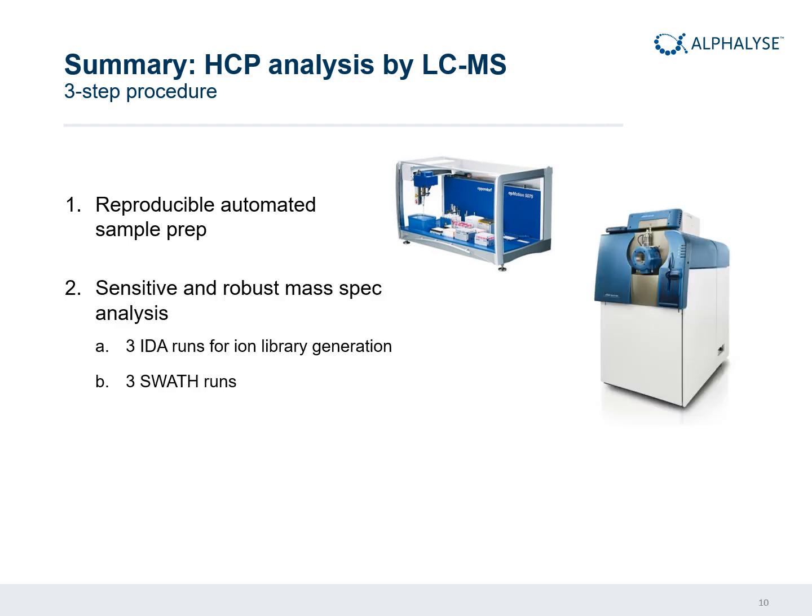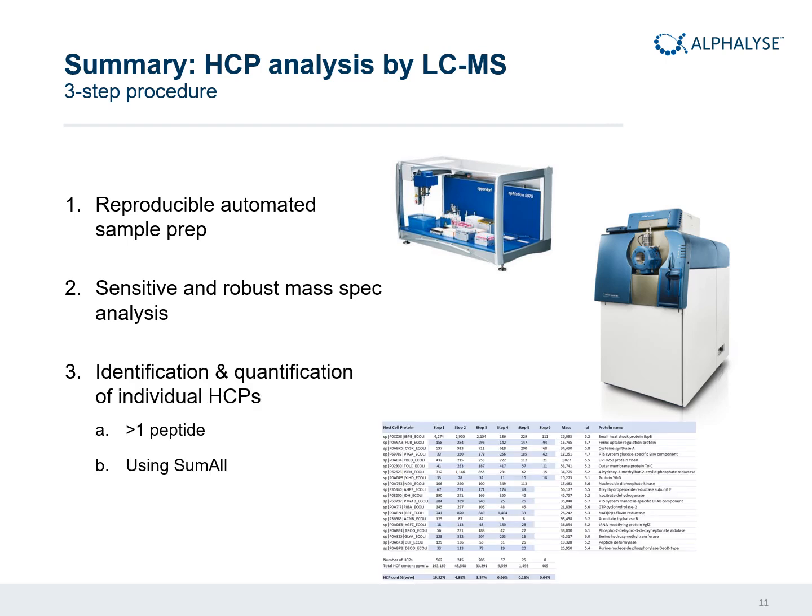And then following that, we run the sample first in triplicate in data-dependent acquisition mode for generating the ion library, and then we run the sample in triplicate again in SWATH mode. And finally, we can then read the data, identify the host cell proteins, and quantify them by using this sum-all method.